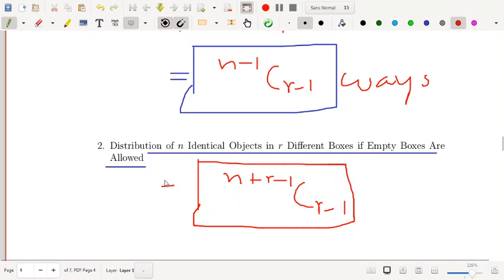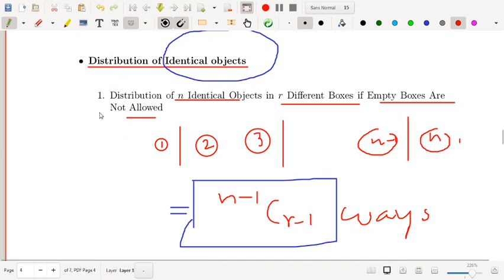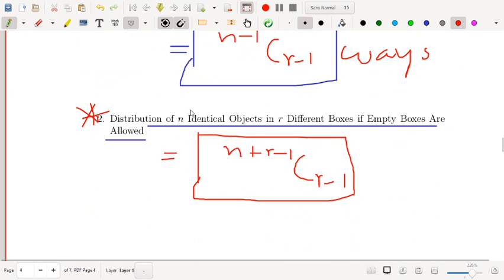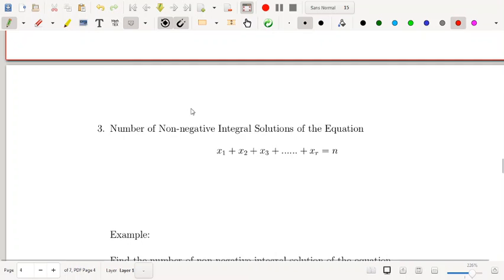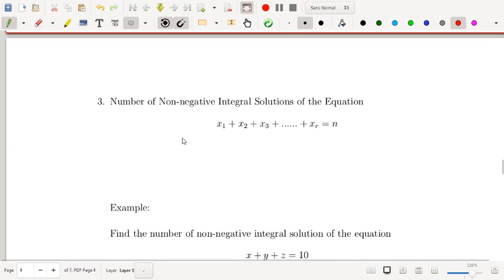Very important result. These two results are very important for identical objects. Look at that. For identical objects, very important concept. Okay, we'll have some problems on that. Before that, I will have more discussions on that.